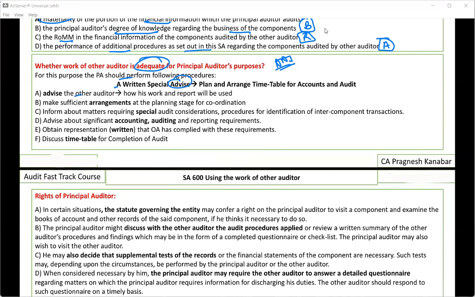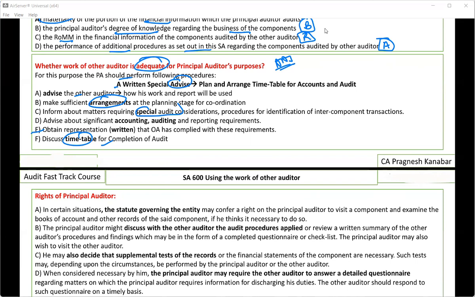Principal auditor can advise the other auditor how his work and report will be used. All right. Then principal auditor should make sufficient arrangements right from the planning stage of audit for coordination. Then principal auditor should inform the other auditor about special audit considerations, like areas where more attention is required, like related party transactions and so on. All right. Then obviously about the timetable for completion of audit.